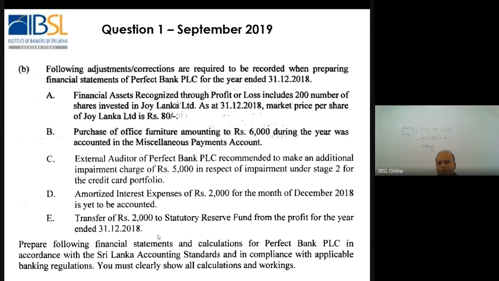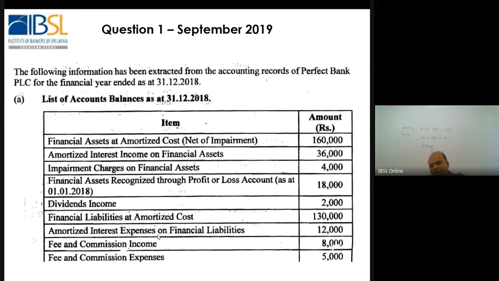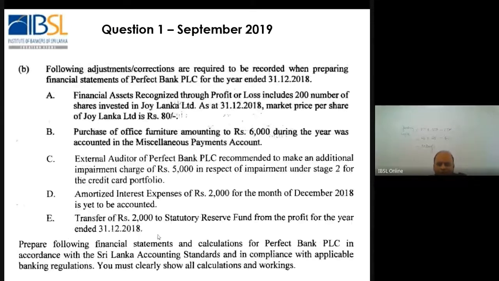So let us look at how to do this. What we do here is, before we go through the trial balance, we have to look at the adjustments and do the necessary adjustments in the financial statements.